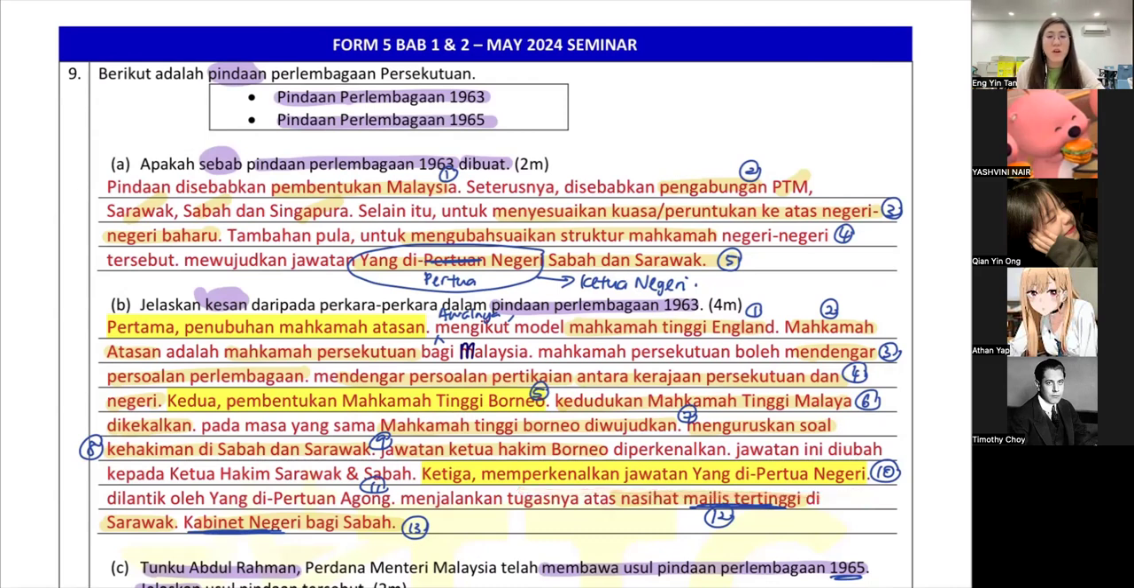Some people, they ask me, teacher, why no Singapore? Because Singapore, at the end of the day, sudah pemisahan. So, no point learning that. We focus more on Sabah Sarawak.